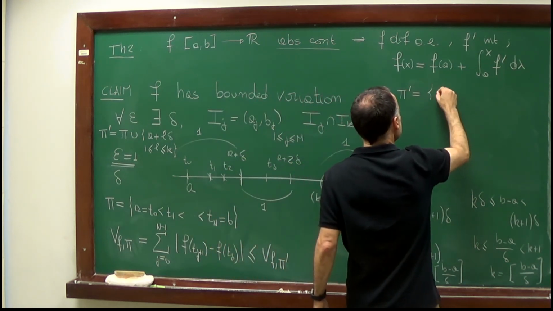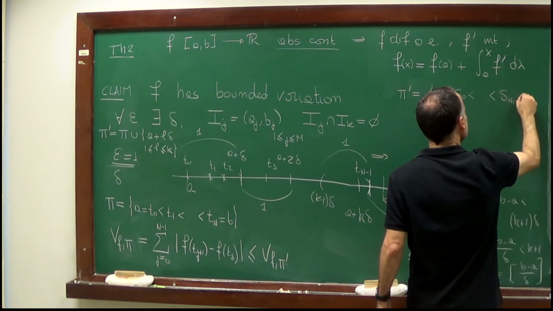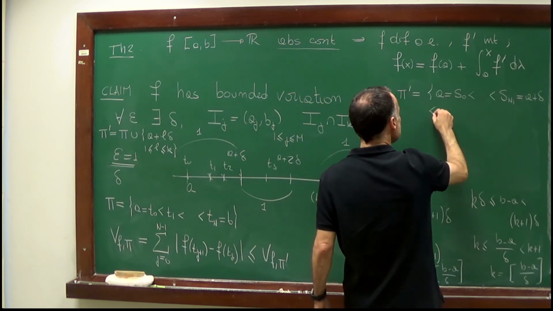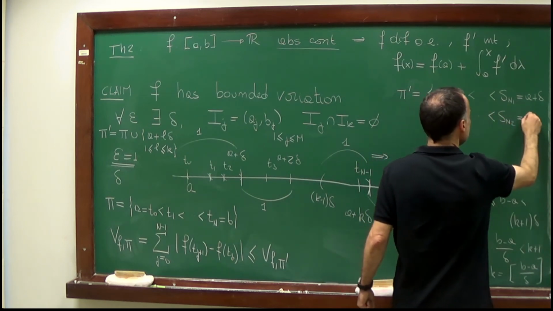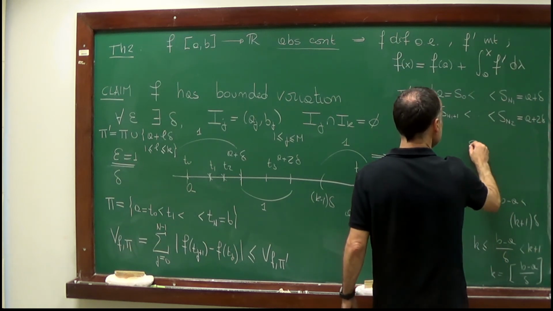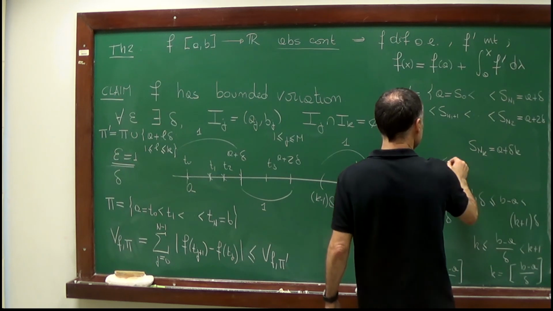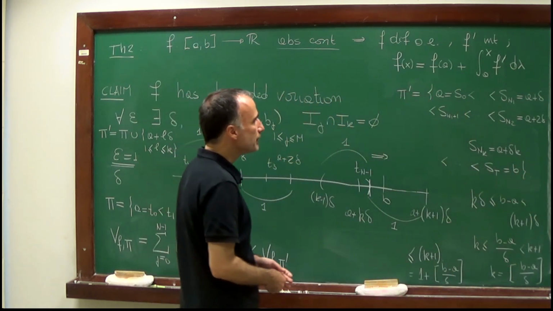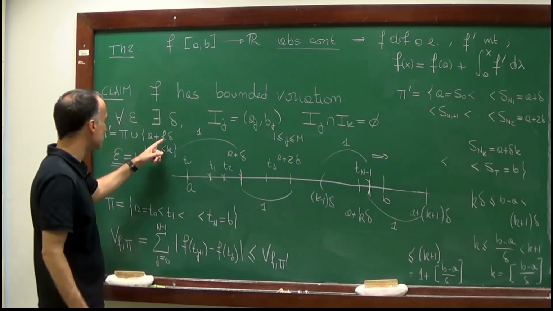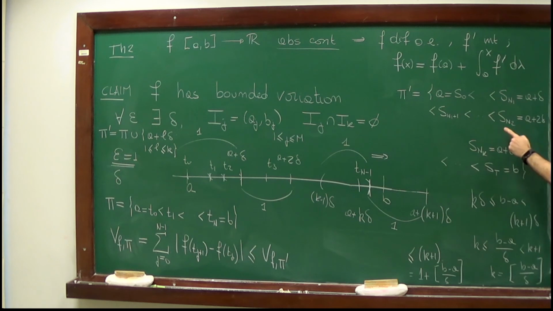So pi prime is a new partition in which a is equal to s, let's call it s0. This is smaller than some sn1, which is equal to a plus delta. And this is smaller than sn1 plus 1, and this is smaller than sn2, which is equal to a plus 2 delta, and so on, up to snk, which is a plus delta k. And then this is smaller than s, let's say, t, which is equal to b. Okay? So I'm just enumerating my new partition. And I know that my new partition contains the points a plus delta, a plus 2 delta, up to a plus k delta. So there is an index n1 such that sn1 is a plus delta, an index n2 such that sn2 is a plus 2 delta, and so on.